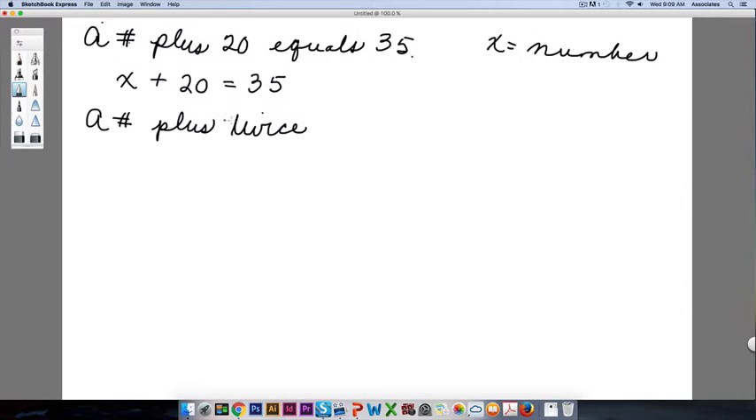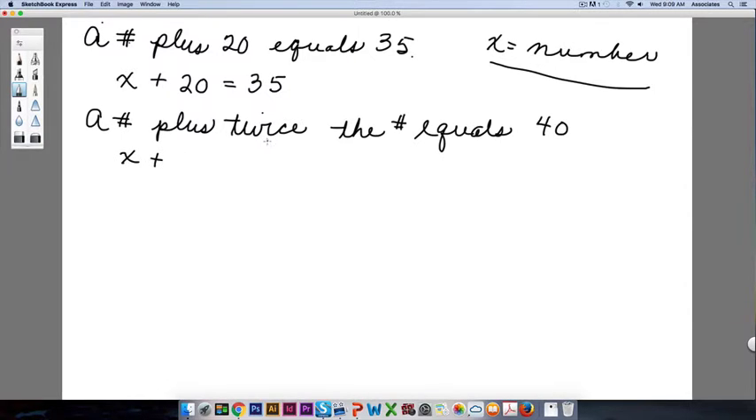So be thinking what twice means. Twice the number equals 40. I'm going to continue to use this for all my problems. So here we go. A means 1, number is x.